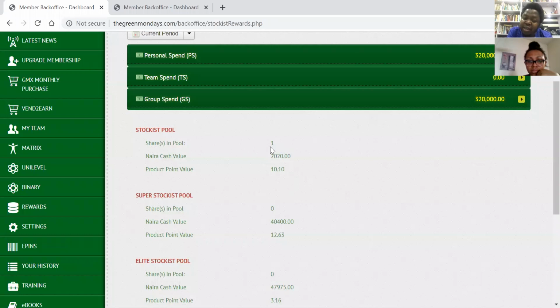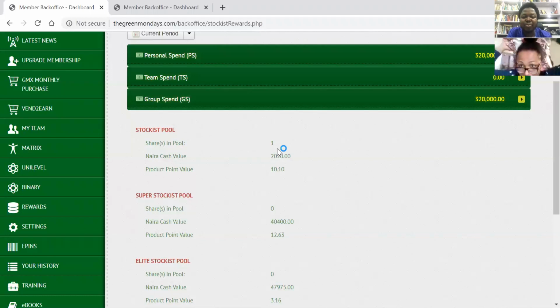It means that today, if today was the end of the month, now today is the beginning of the month, we haven't started anything yet. But if today was the end of the month, what you are entitled to earn from this Stockist pool is 2,000 Naira.